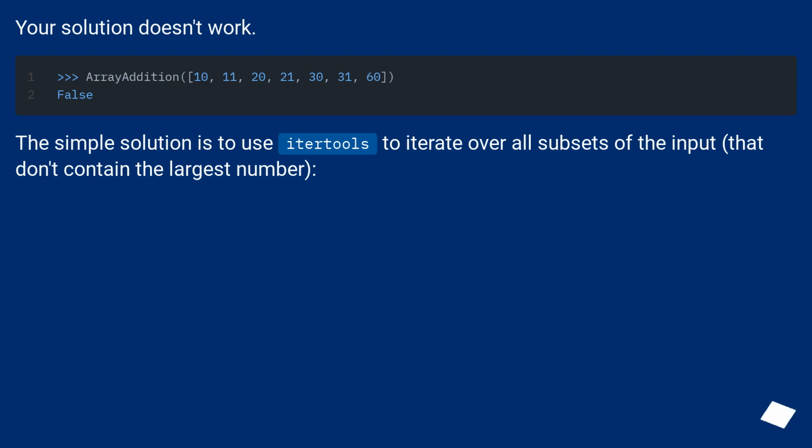Your solution doesn't work. The simple solution is to use itertools to iterate over all subsets of the input that don't contain the largest number.